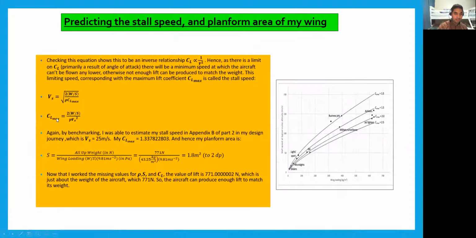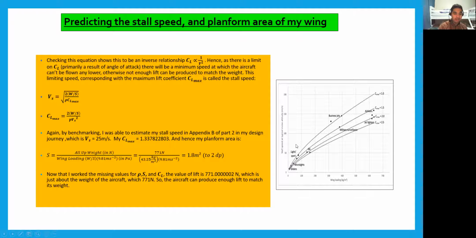By looking at this formula, it shows CL to be an inverse relation to velocity. So there's a limit on CL, as there will be a minimum speed below which the aircraft can't be flown, otherwise not enough lift can be produced to match the weight. This limiting speed, corresponding with the maximum lift coefficient, is the stall speed. Stall speed and maximum lift coefficient can be rearranged into each other.